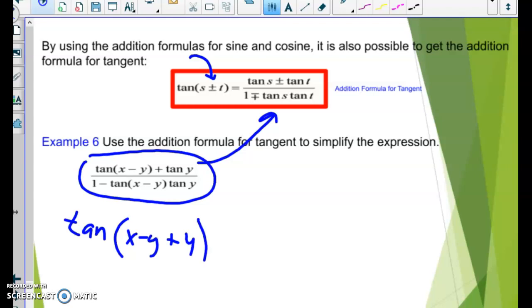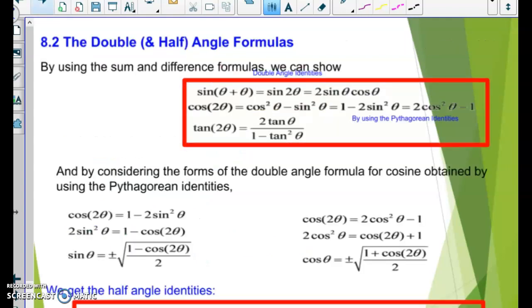And if I simplify that down, I end up with the tangent of x. All right. Because the formulas can be used going both directions. Let's start on 8.2, which is the double and half angle formulas.